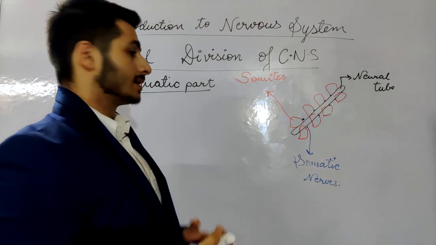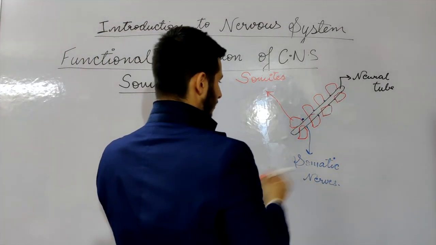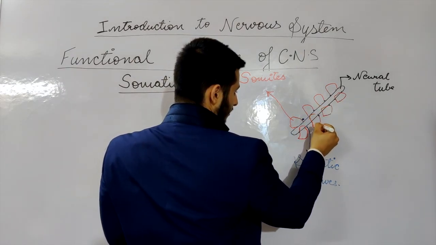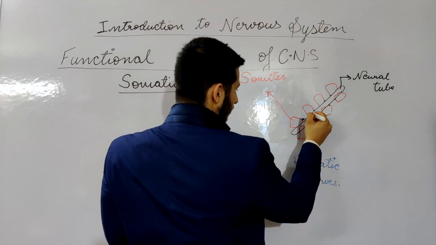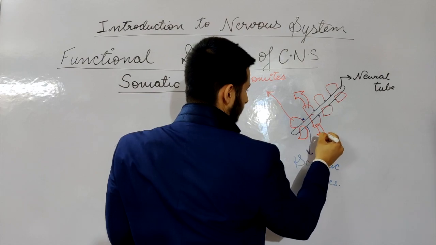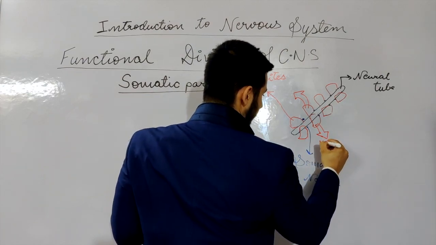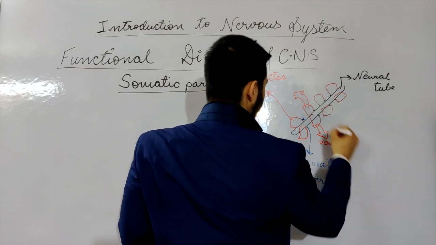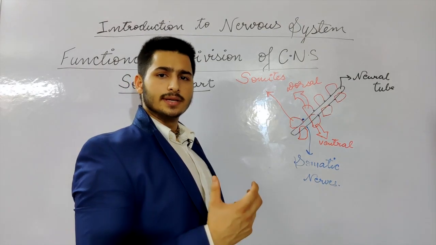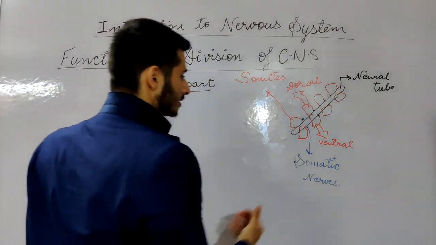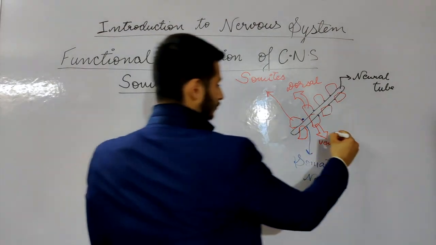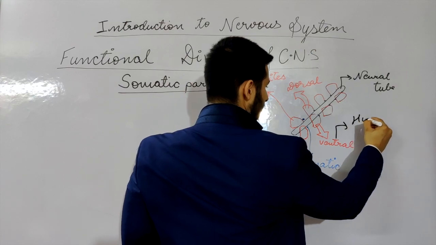When the cells differentiate, the somites give rise to dorsal and ventral regions. This is the ventral region, and here is the dorsal. Cells that migrate anteriorly, or to the ventral side of the body, give rise to hypaxial muscles.